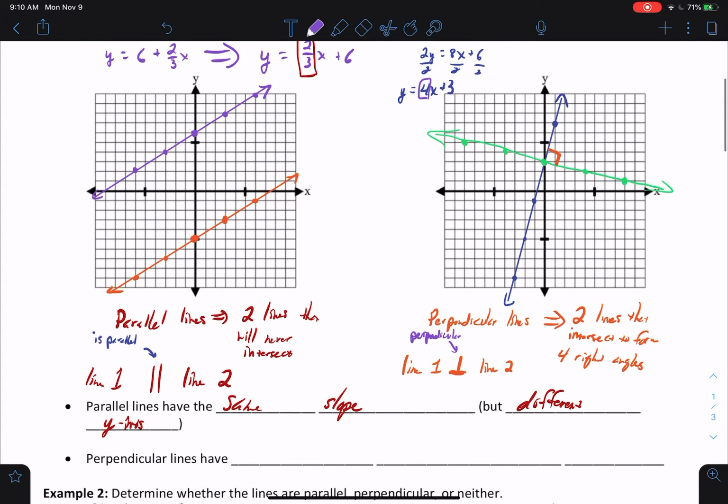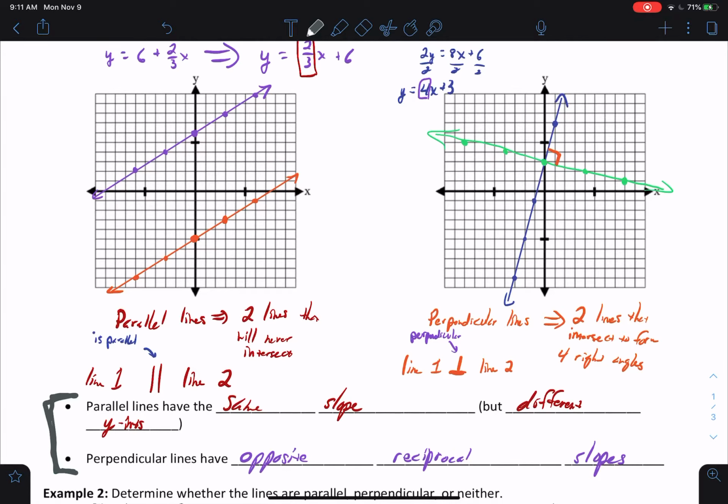Okay, so perpendicular lines have opposite reciprocal slopes. Okay, so 4, the opposite of 4 is negative 4. The reciprocal of negative 4, flip it, negative 1/4. Okay, this right here is key for this lesson.